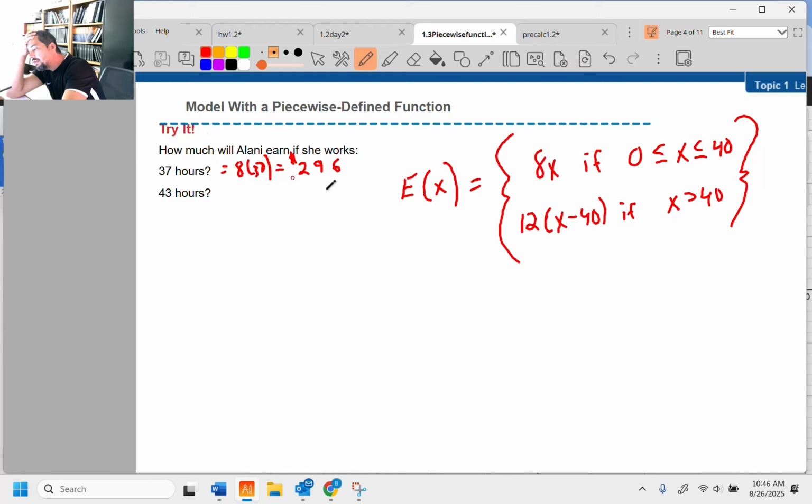43 hours, I'm going to have to use this function. I forgot the plus 320, didn't I? There we go. I need the plus 320. I'm going to feed it into 12 times x minus 40, 43 minus 40, plus the 320. And this piece becomes 3. 3 times 12 is 36. And she gets $356.